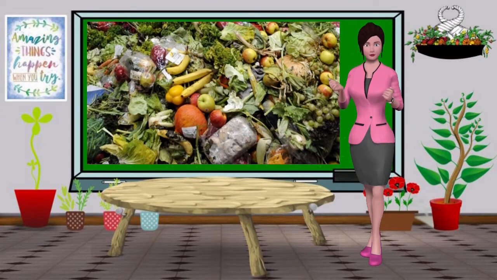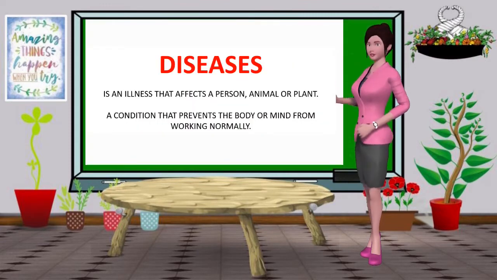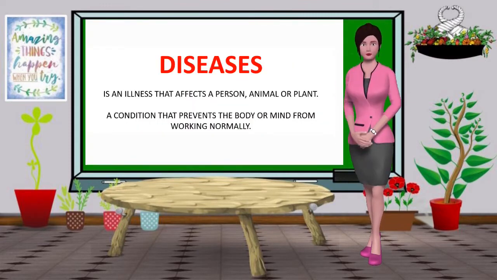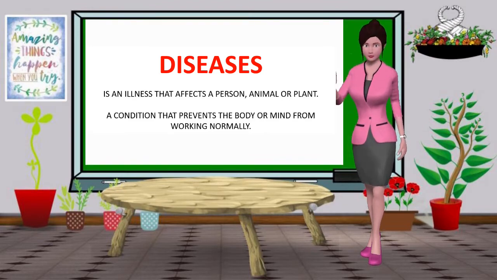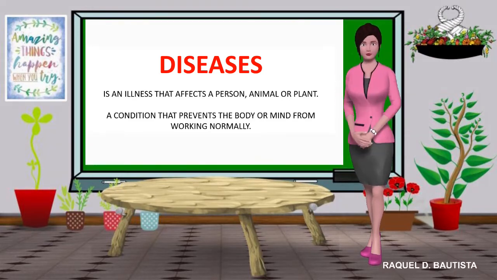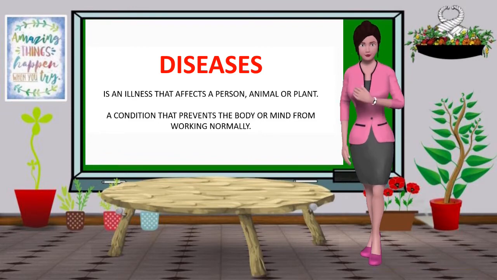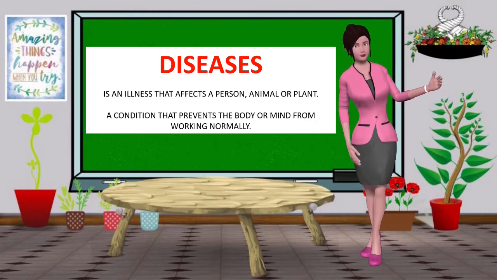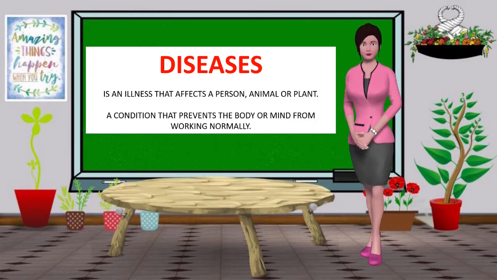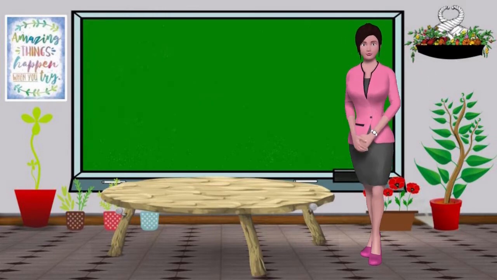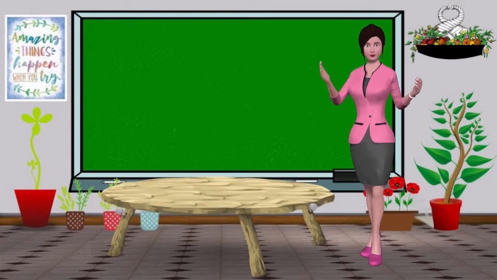What do you understand by the word diseases or sickness? Well, let's take a look at its meaning. Disease is an illness that affects a person, animal, or plant. A condition that prevents the body or mind from working normally. Our activity today will help you describe the kind of diseases or sickness that decaying materials can give us.